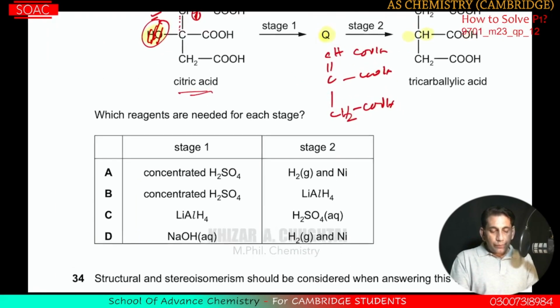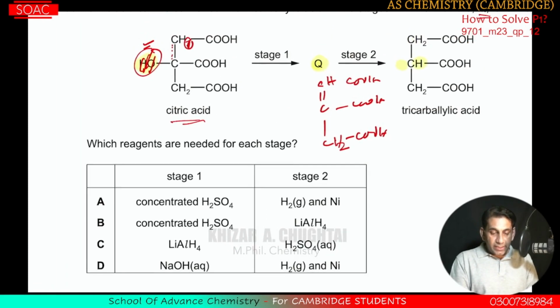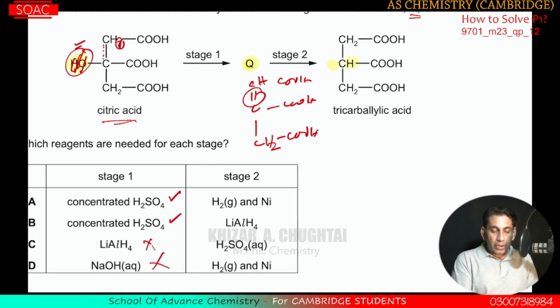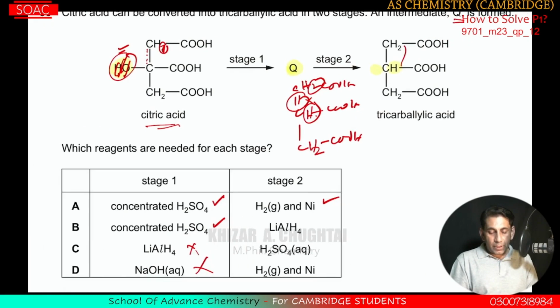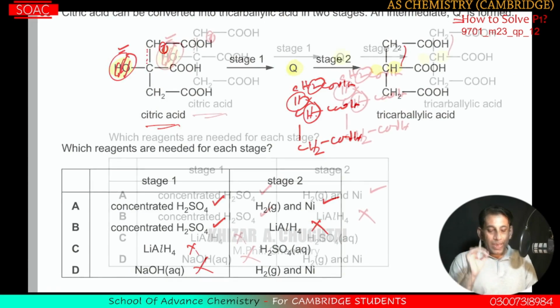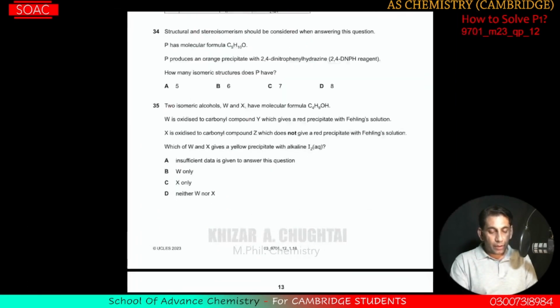The question is, which reagent is needed for each stage? In stage 1, there is dehydration, so we need concentrated sulfuric acid. A or B may be the correct options. In stage 2, the double bond is going to be changed into a single bond. I mean, we are going to add hydrogen over here, as you have seen. So we need hydrogen and nickel, and lithium aluminum hydride cannot add hydrogen across a carbon-carbon double bond. So A is the correct option.